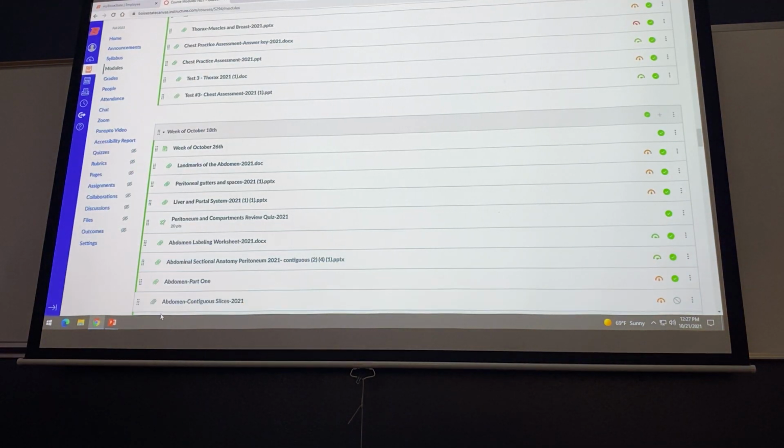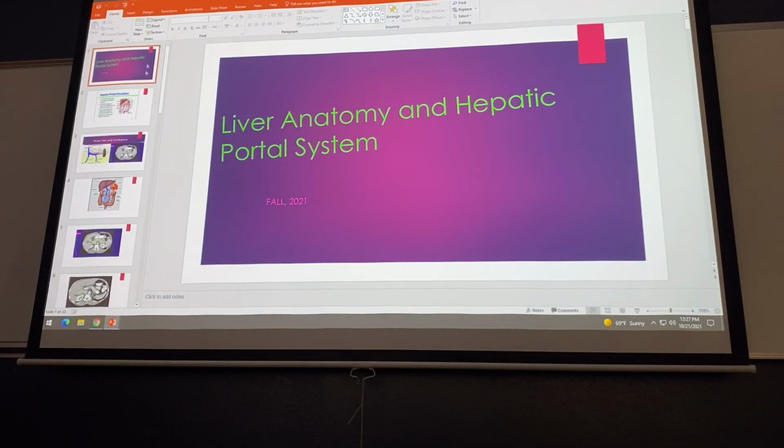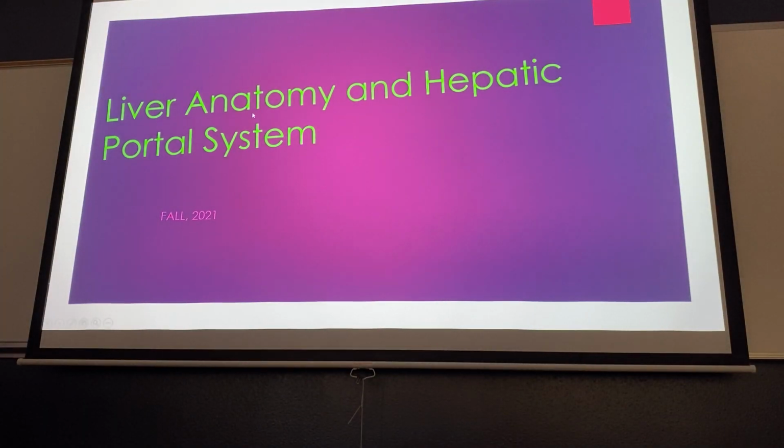Another area I think is really quite important is going to be in the area of the portal system. Again, you may have some exposure to this already, but the portal system is unique from the standpoint that everything we've talked about so far, you have arterial flow through different organs, organ systems, and then of course deoxygenated blood will then be returned to the right side of the heart. It's reoxygenated through the lungs, returned through the arterial circulation.